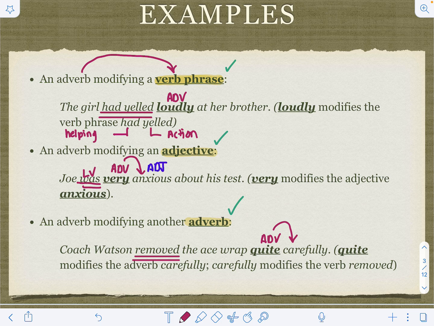That is an ugly arrow. Let me try and do that again. Okay, so how did he remove the wrap? Carefully. How carefully? Quite carefully. So there's kind of a round of questions that you have to ask yourself as you're looking for adverbs.